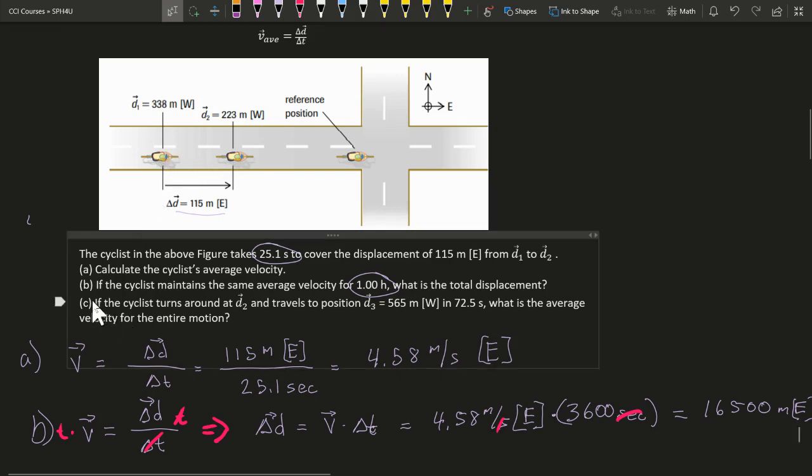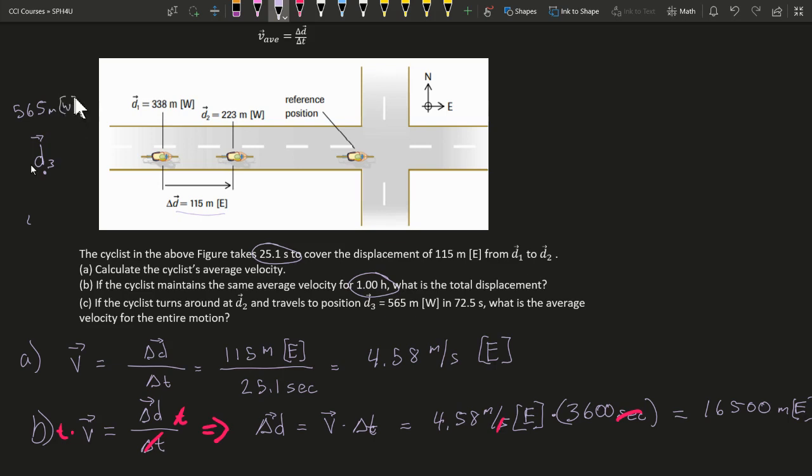This is a bit of a strange one. We're interpreting this a bit funny. So my guess is we're starting with position 1, goes to position 2, and then he goes over down here to position 3, which would be back here. Let's just say that position 3 is over here, which is 565 meters west. We'll call this position 3, okay?